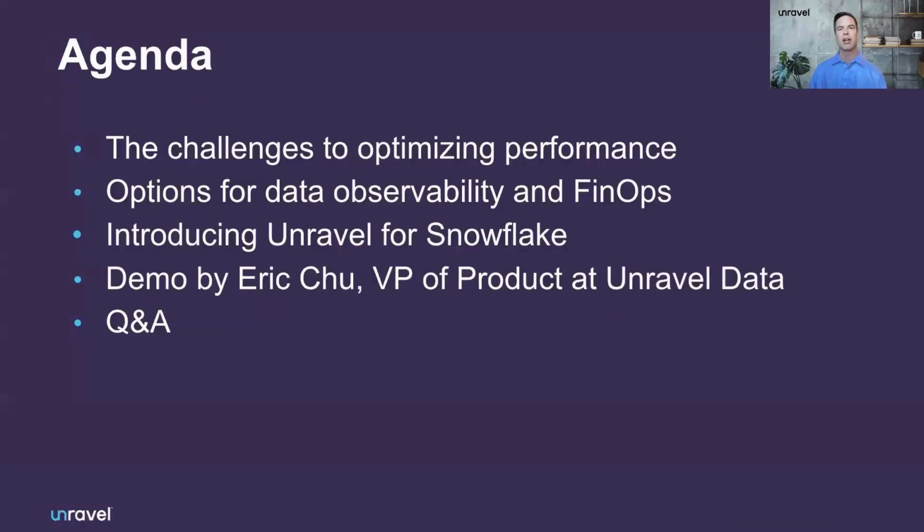All right, so here's a look at our agenda. We'll start by taking a look at some of the top challenges to optimizing performance for data analytics and AI. Next, we will review the options for data observability and FinOps. Then I will share an overview of Unravel. At that point, I will hand it over to Eric Chu to share a demo of Unravel for Snowflake. Next, we will answer some of your questions and then share how you can get started.